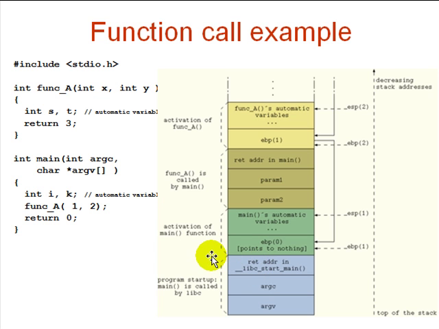EBP is the starting of the base pointer. It's called the extended base pointer. Because the stack pointer keeps moving up and down during a function call, it's hard for a function to remember where the stack starts and ends. So they use another register called EBP to point to the starting of the function frame.